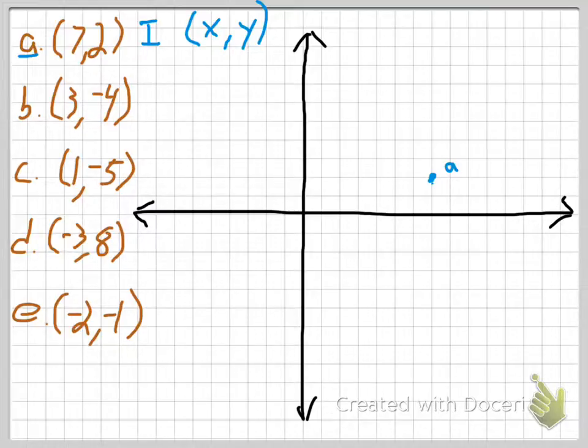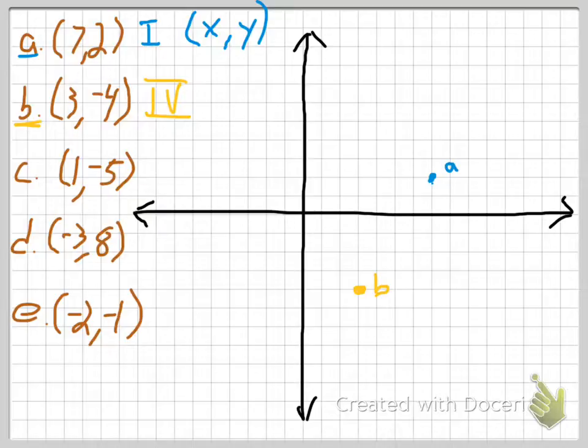Okay, let's do letter B now. Letter B says 3, negative 4. My x value is 3, so I have to go positive 3: 1, 2, 3. And now my y value is negative 4, so I have to go down 4: 1, 2, 3, 4. Which gives me a point right there. So that is quadrant 4.